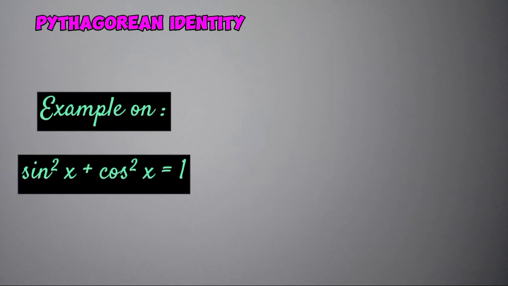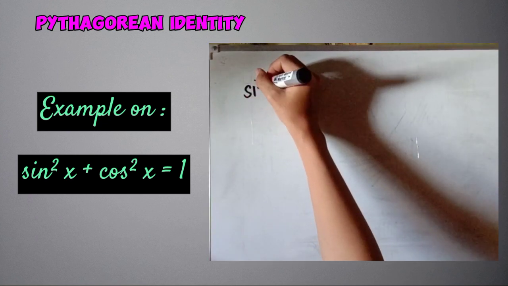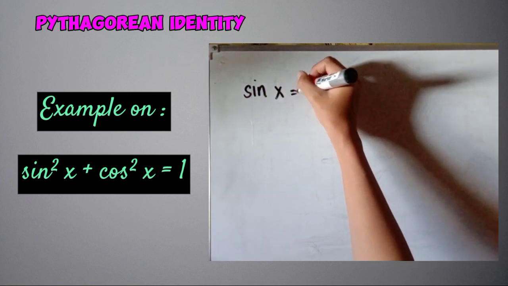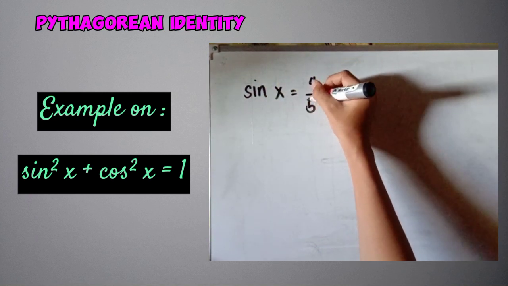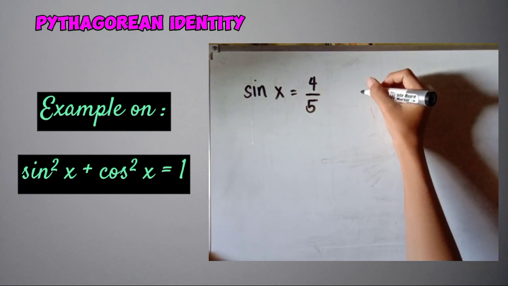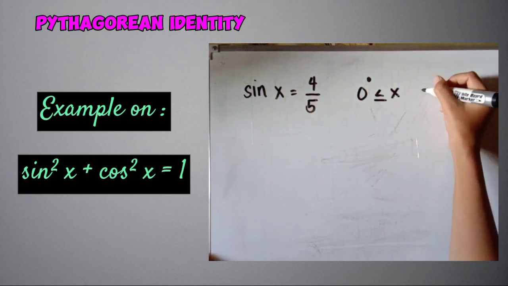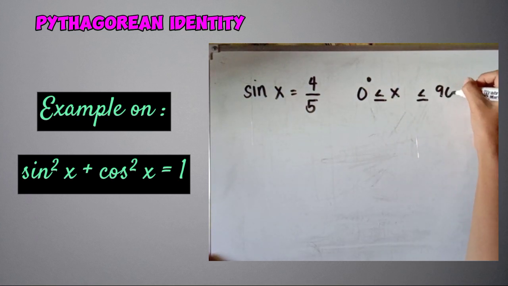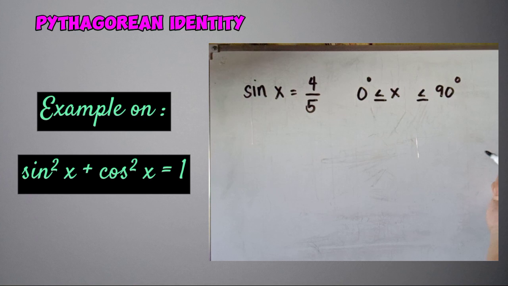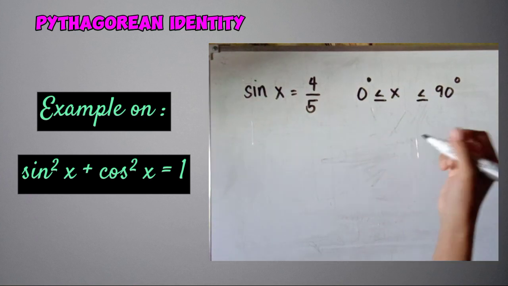Using the first derived Pythagorean identity, sine squared x plus cosine squared x is equal to 1, we will use this identity to solve our example step by step. Let's assume that the value of sine x is 4 over 5 and the measure of our angle is in between 0 degrees and 90 degrees. So what could be the possible value of our cosine x?